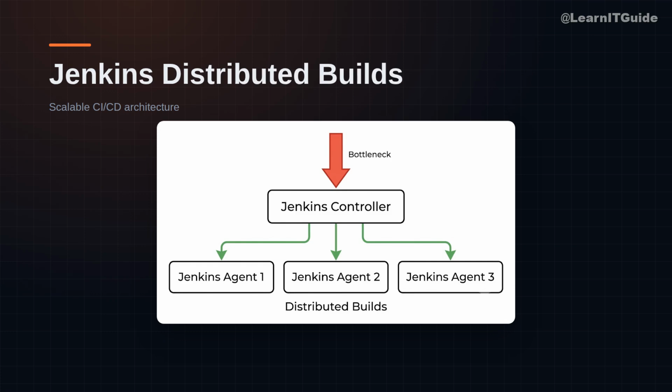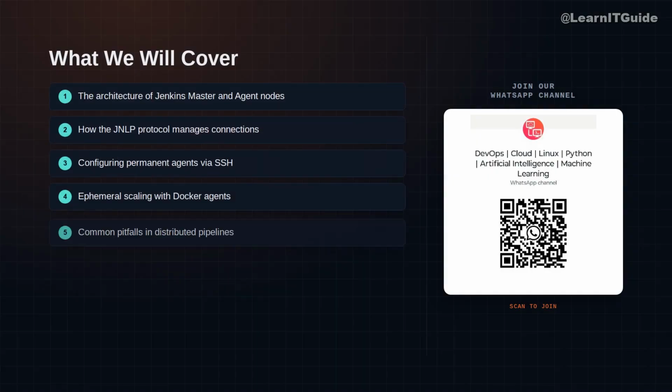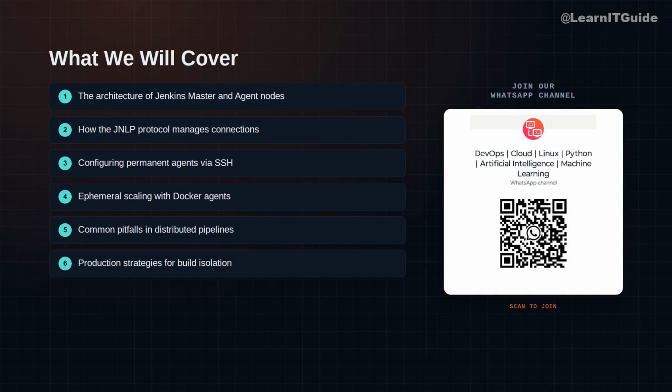This is how you stop the bottlenecks. These are the topics we are going to cover in this video. Specifically, we will break down the master agent architecture, explain how agents communicate via the JNLP protocol, configure permanent SSH agents, and look at modern ephemeral Docker-based scaling. We will also cover production-grade pitfalls and isolation strategies. Watch the full video without skipping any content to understand it better.